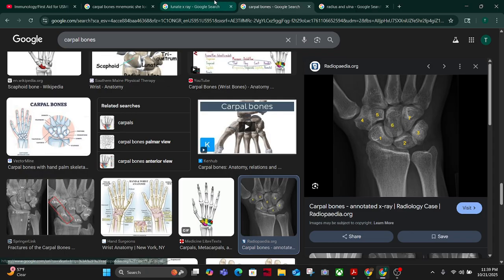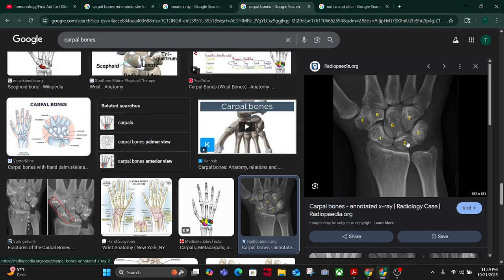Okay, so you have to remember that this is the radius and this is the ulna. On the radial side you have the thumb, and on the ulnar side you have the pinky. In case you flip the image, in case they flip the image, right?